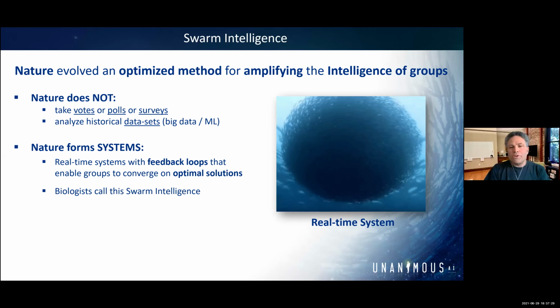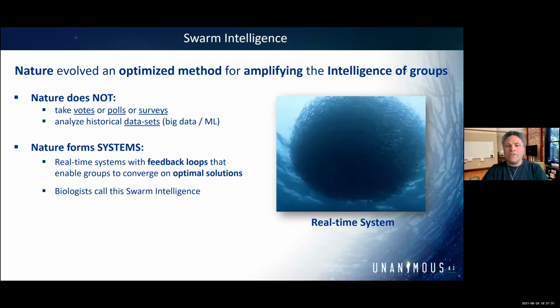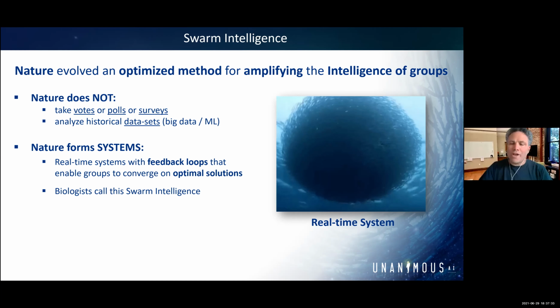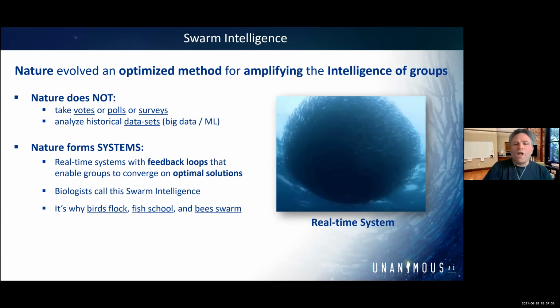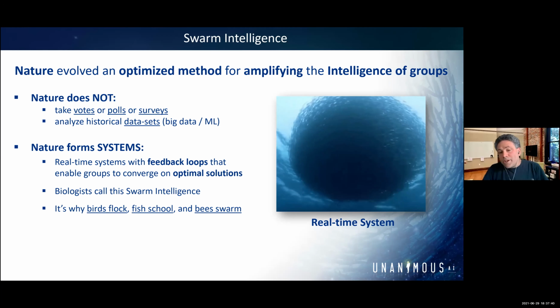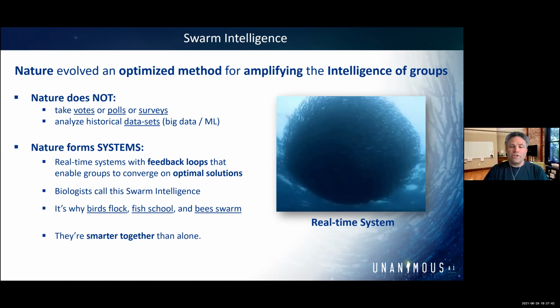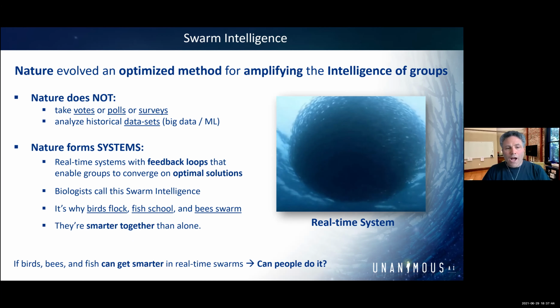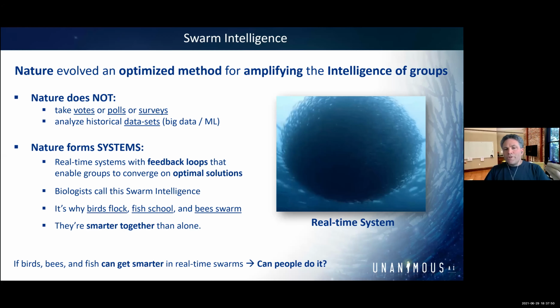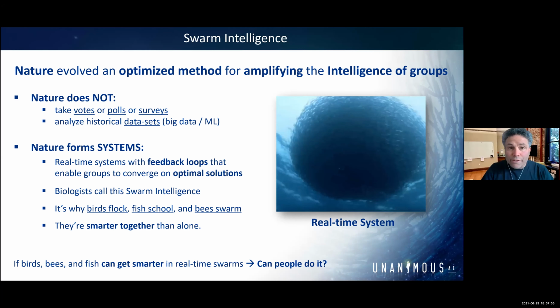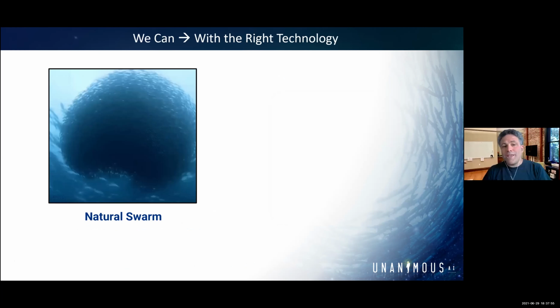Biologists call this swarm intelligence. And really the important thing about these natural systems is they are real-time systems. Ultimately it's why birds flock and fish school and bees swarm: because they can converge on smarter decisions together. And so the big motivating factor that drives our research group is, if birds and bees and fish can get better in these real-time swarms, can people do it? And it turns out that we can.